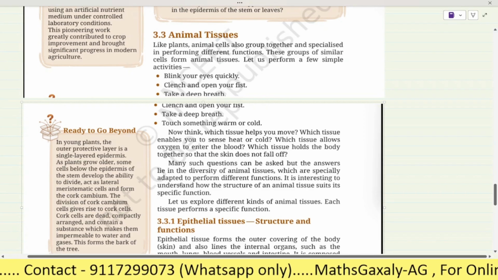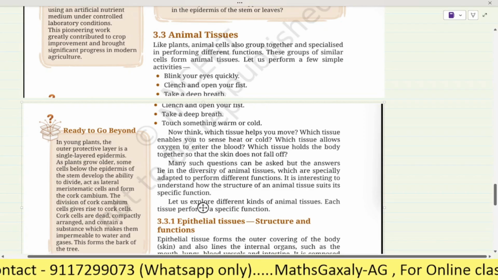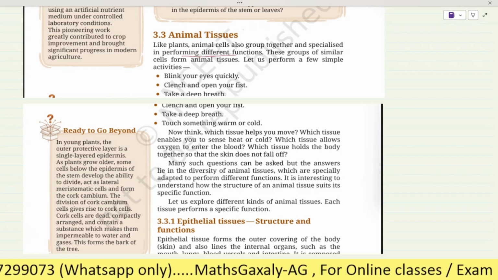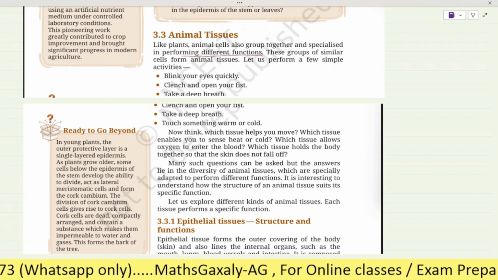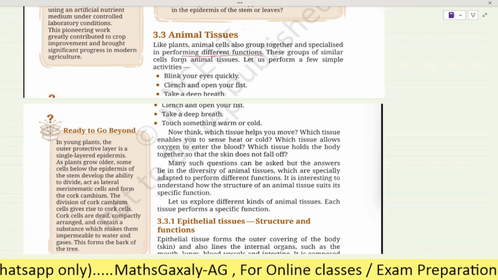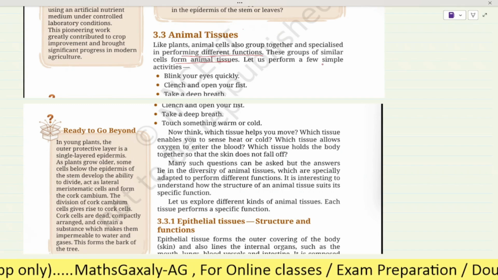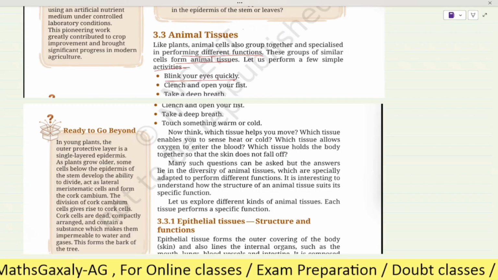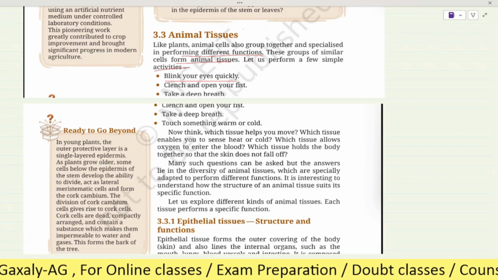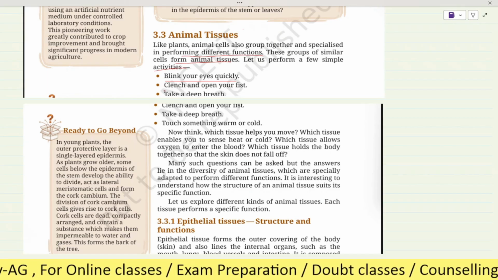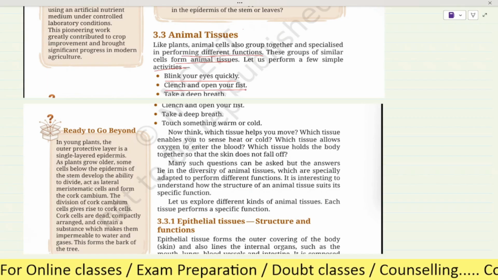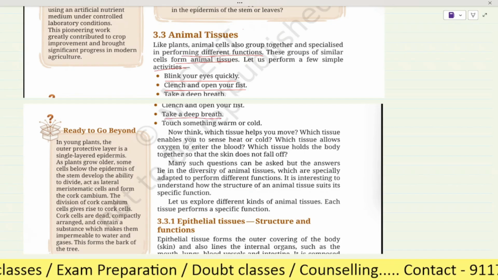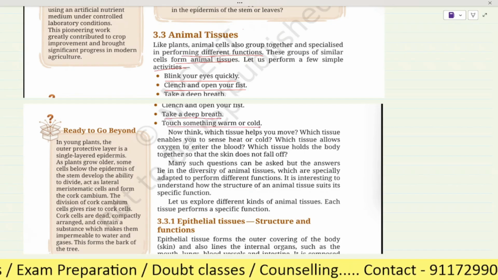Here it says that like the plant, animal cells also group together and are specialized in performing different functions. These groups of similar cells form animal tissues. Let us perform a few simple activities. That is, blinking your eye quickly. If you want to do these activities, you can do. Clench and open your fist. Take a deep breath. Touch something warm or cold.